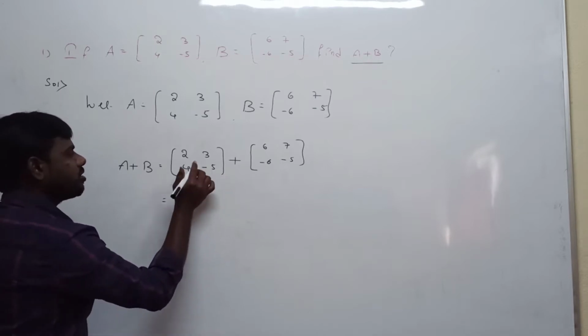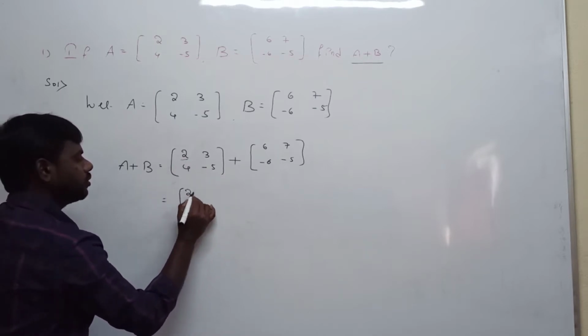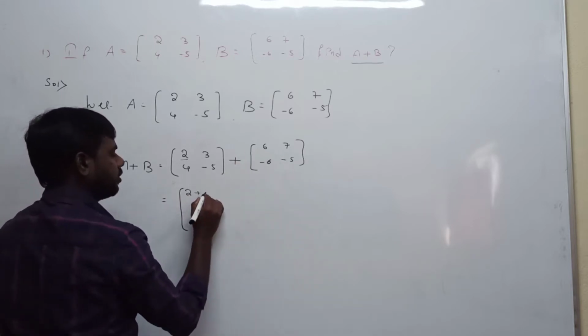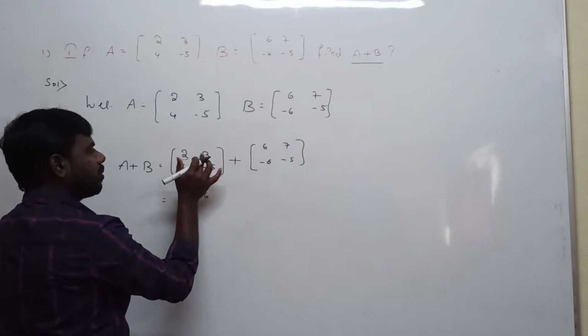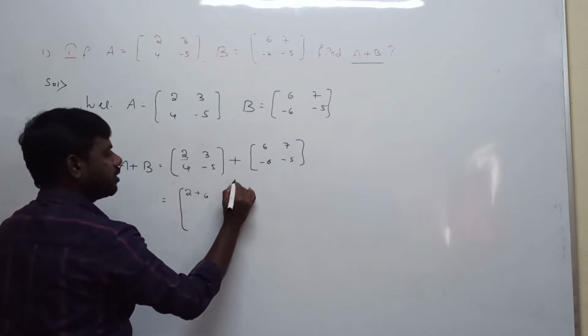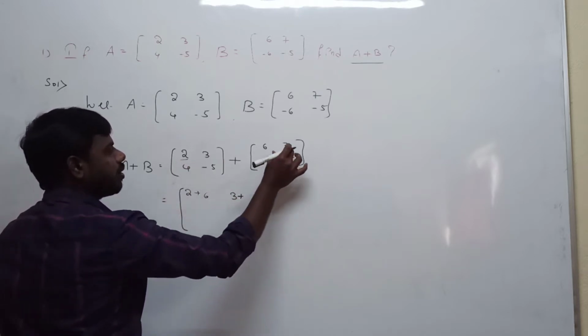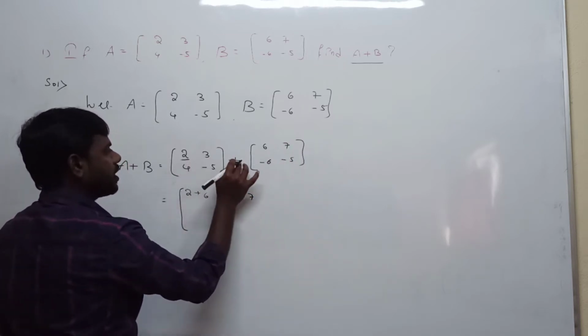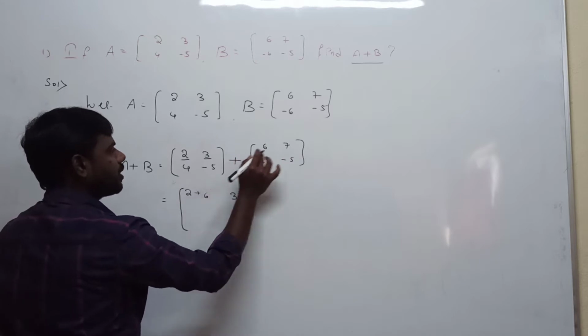In the first matrix, what is the first element? 2. Symbol is positive. In the second matrix, what is the first element? It is 6. Next, in the first matrix, what is the second element? 3. Symbol is positive. In the second matrix, what is the second element? It is 7. First place plus first place, second place plus second place.